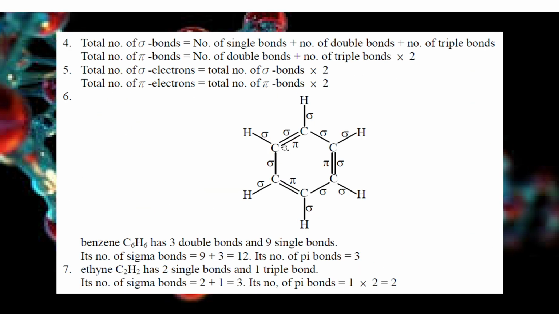As an example, you can talk about benzene. The total number of sigma bonds is the number of single bonds, plus the number of double bonds, plus the number of triple bonds. All the bonds contribute 1 to sigma bonds. For the pi bond, a double bond contributes 1 and a triple bond contributes 2. So you have to count it. For example, for the benzene ring: 9 single bonds and 3 double bonds. So altogether the sigma bonds are 12, and altogether the pi bonds are 3.